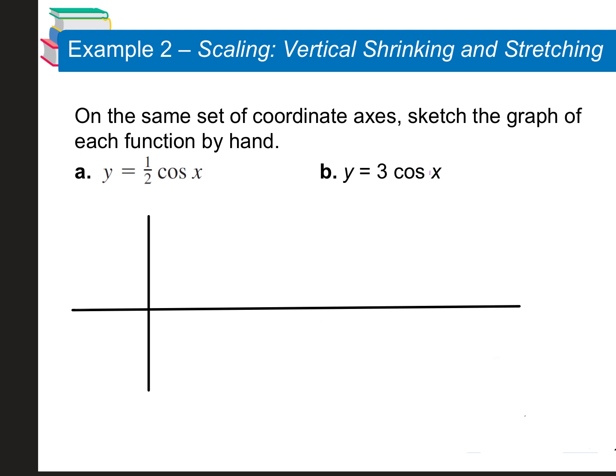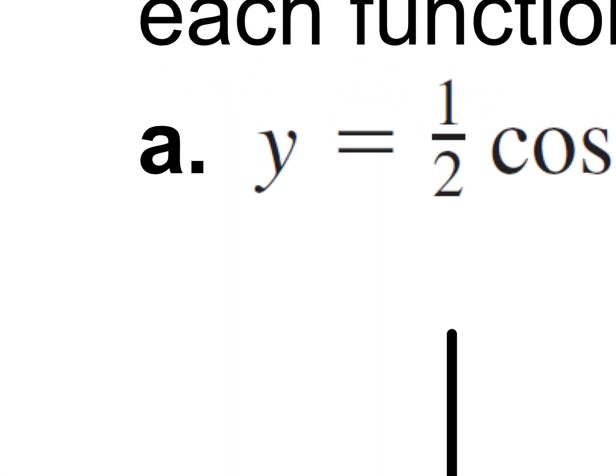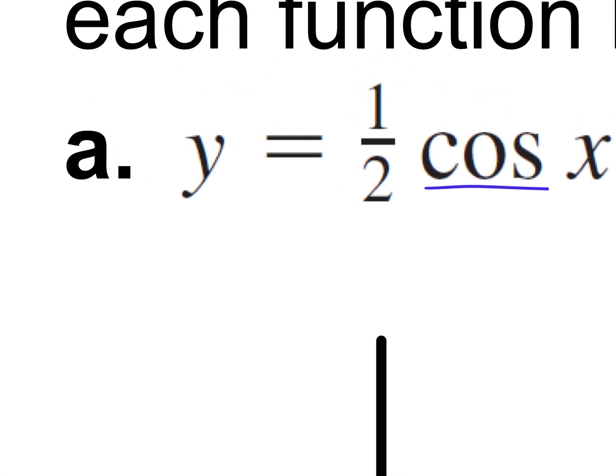So let's graph both of these. I'm going to do one in blue and one in another color. I don't know, pink. All right, so first thing I like to do is say, where am I going to start? At the x-axis or the amplitude? I'm starting at the amplitude. Since this is a cosine, we're going to start at the amplitude. So let's talk about what the amplitude is.